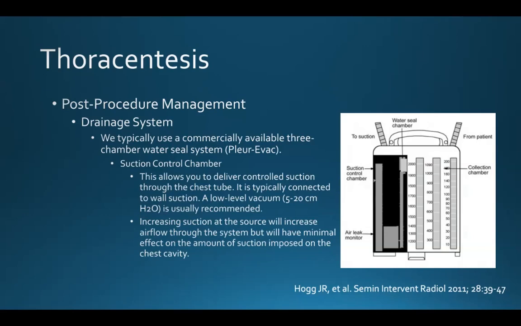And finally, there's the suction control chamber. This allows you to deliver controlled suction through the chest tube. It's typically connected to wall suction, and a low-level vacuum, maybe 5 to 20 centimeters of water, is usually recommended. Increasing suction at the source will increase airflow through the system, but will have minimal effect on the amount of suction imposed on the chest cavity.